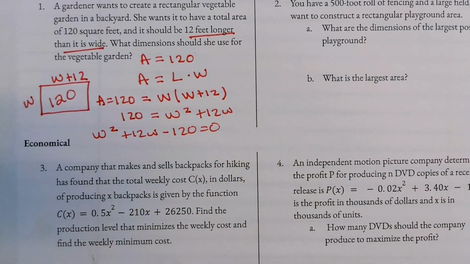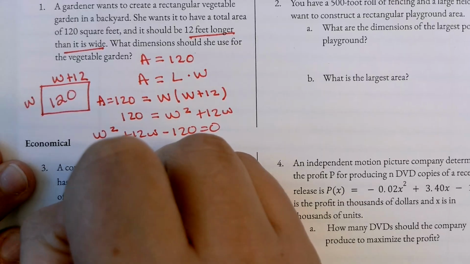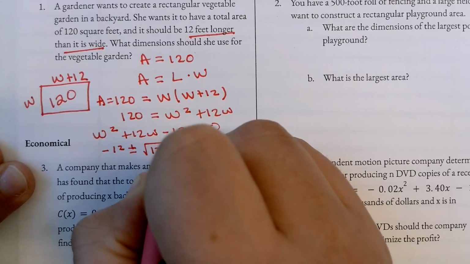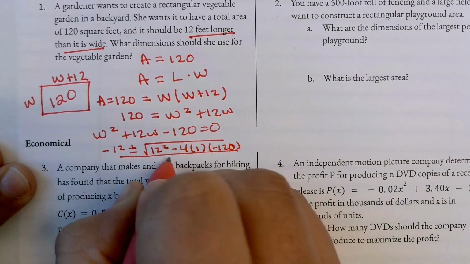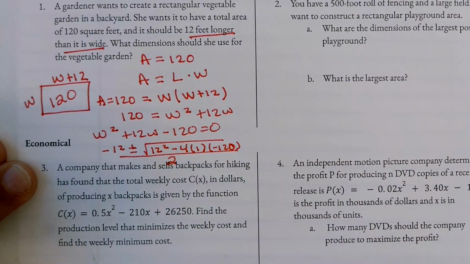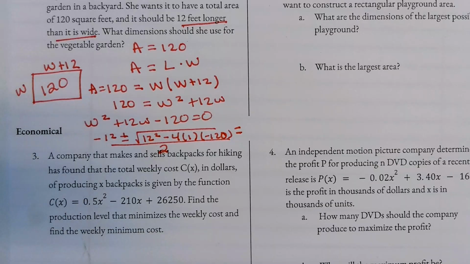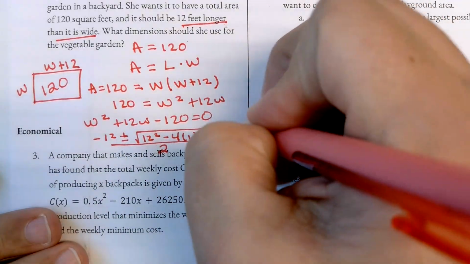Now, if you can factor it, you can do that, but I already know that we can't factor it because I have tried so many factorizations. So I'm going to use the quadratic formula: negative 12 plus or minus the square root of 12 squared minus 4 times 1 times negative 120, all over 2 times 1. Okay, and then once you solve your quadratic equation here, you take the positive answer because we're in the real world. And I think, and you check me on this, but I think the positive answer is like 6.25.